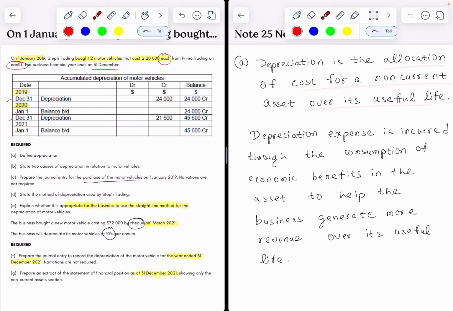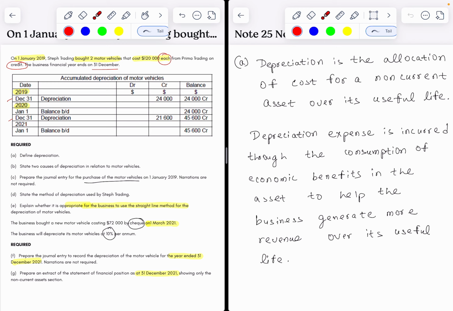But let's apply this definition from a real perspective and how it applies to businesses out there in the real world. So depreciation expense is mainly incurred when we consume the economic benefits that are within the asset to help our business generate more revenue over its useful life. Because ultimately, that is the main purpose of buying a non-current asset.